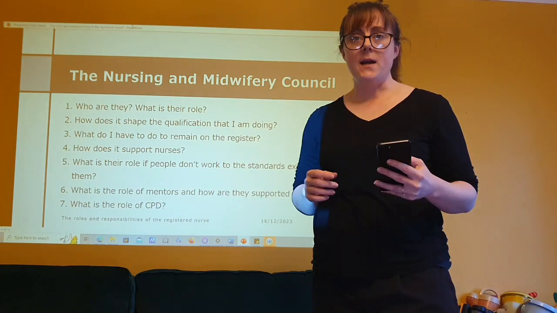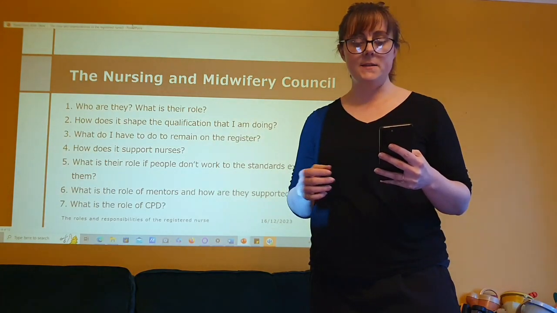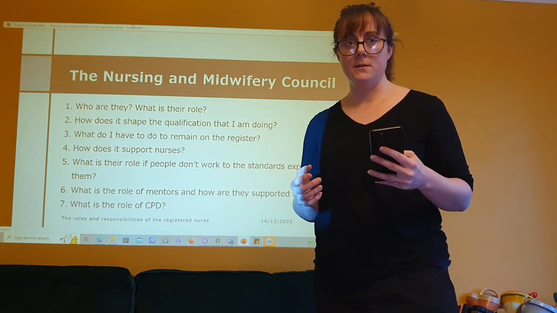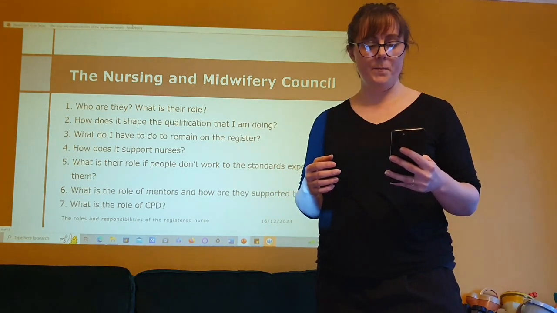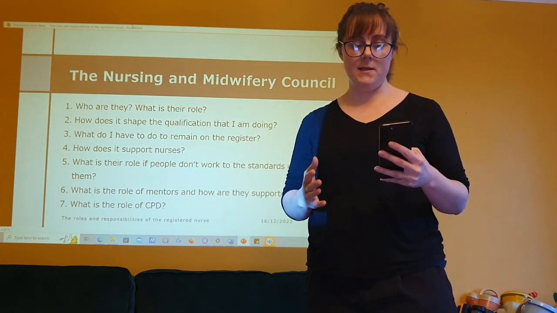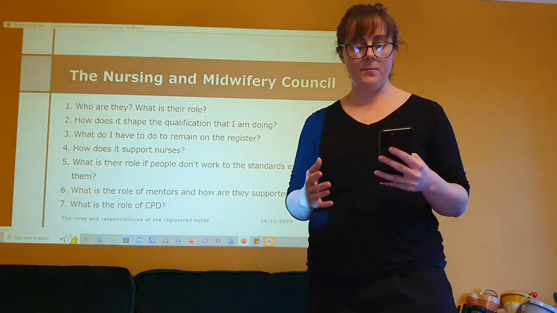The Nursing and Midwifery Council. The Nursing and Midwifery Council are the independent regulators of all nurses and midwives in the UK and nursing associates in England. They maintain the register. Their vision is safe, effective and kind nursing and midwifery practice that improves everyone's health and well-being.